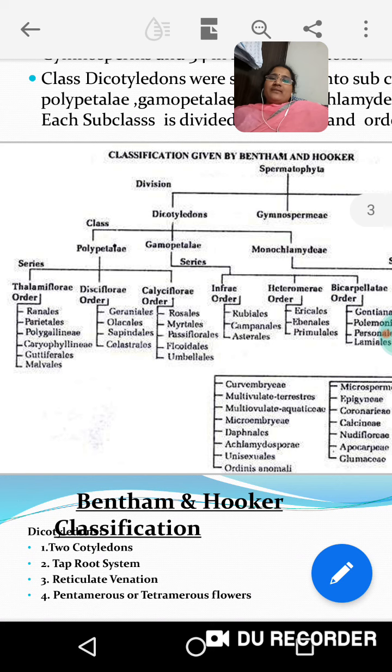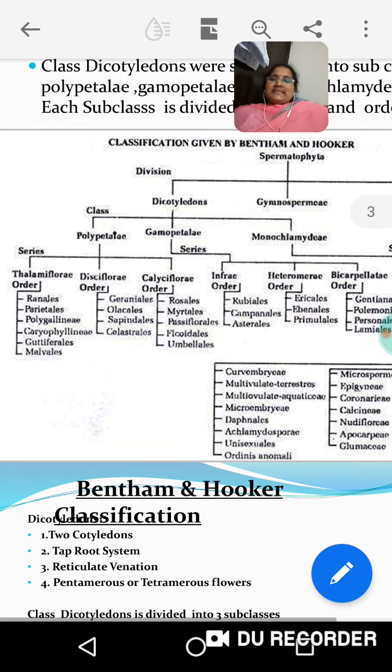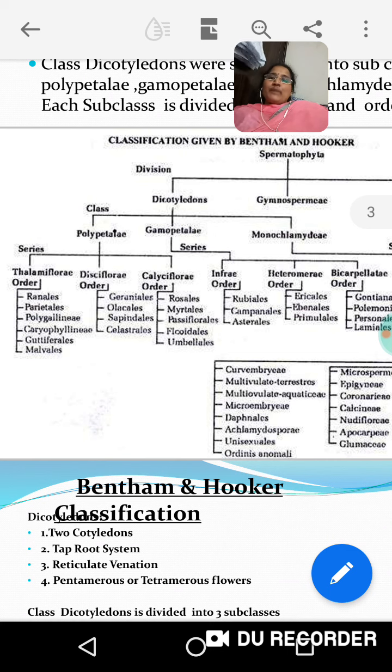Again, what does the name Polypetalae suggest, and why is Polypetalae again divided into series, on what basis, on which characters? Thalamiflorae means what characters the plants should possess if they are to be grouped under Thalamiflorae. If we have to place plants under Disciflorae, what characters should the plants possess? Like that, step by step, taxon by taxon, you have to learn this classification.